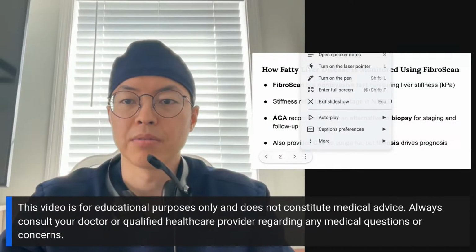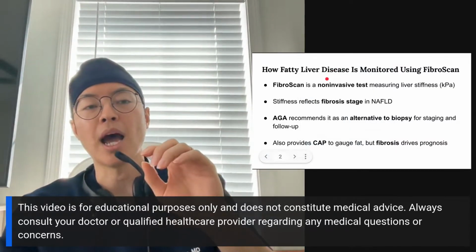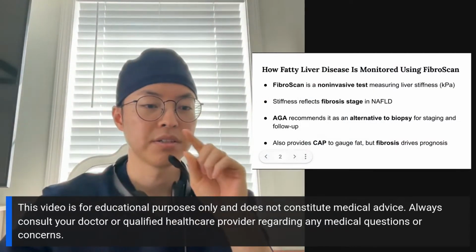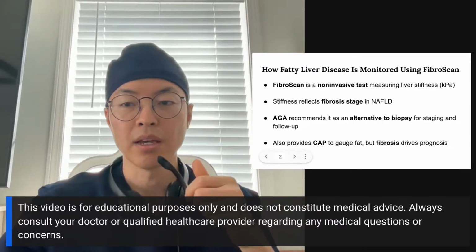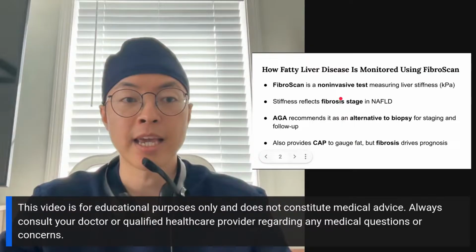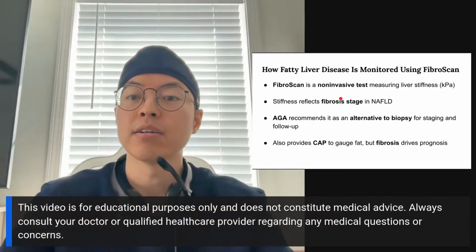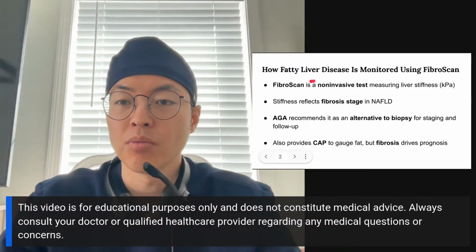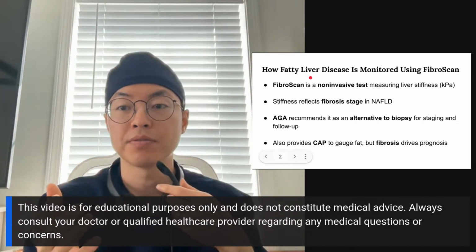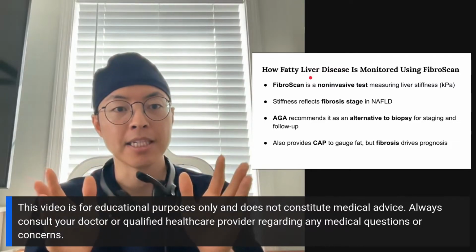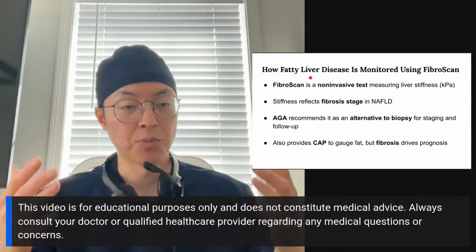We're going to learn about fatty liver disease today, how we monitor it and how often, and when to act with something more than monitoring. Fatty liver disease is simply fat in the liver. It happens from many things. Most commonly, it happens from alcohol use or obesity as well.